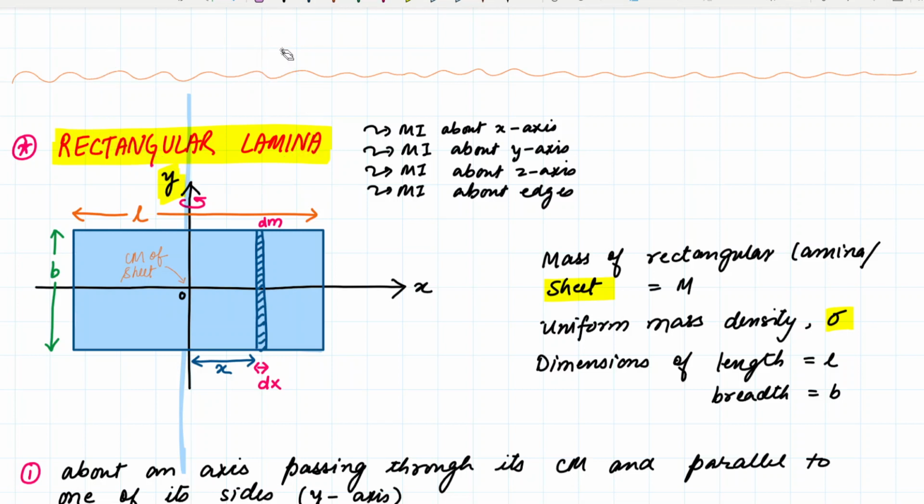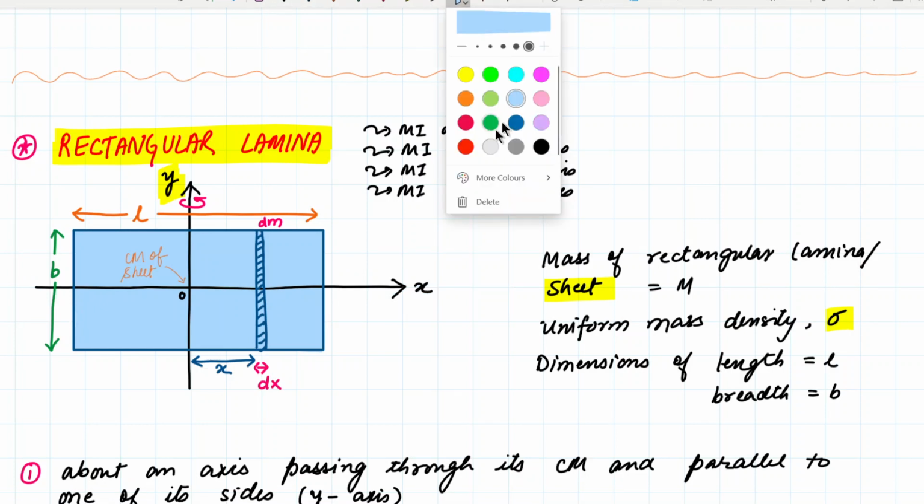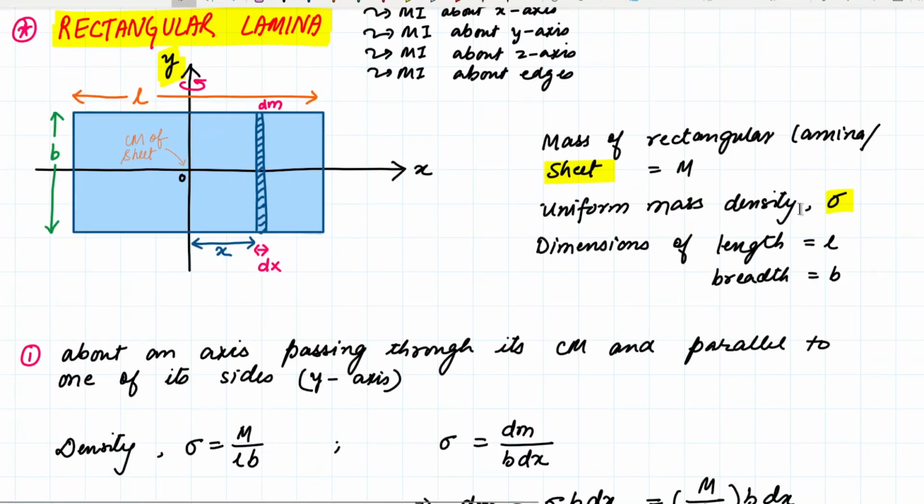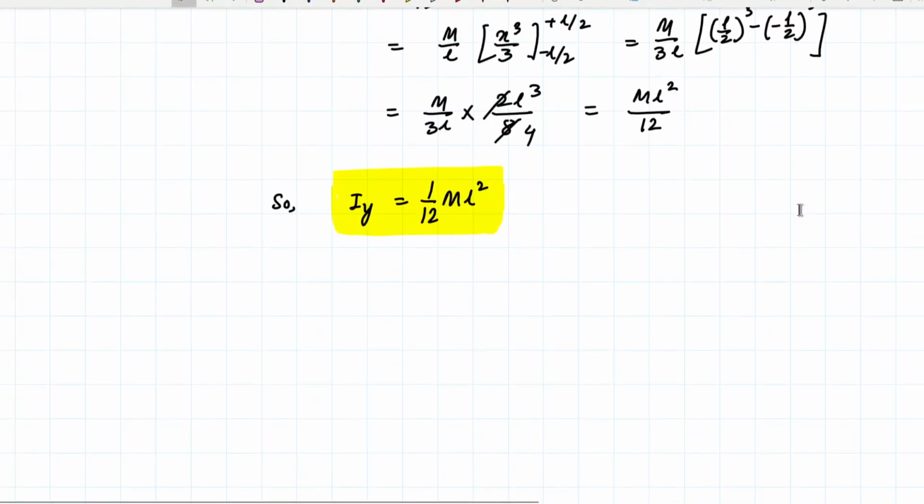Alright, in the same way if I'm going to calculate the moment of inertia with respect to the x-axis, how much will it be, can anyone tell? 1 by 12 mb square. mb square by 12. Alright, so it is mb square by 12.